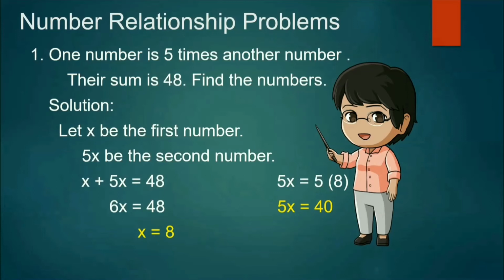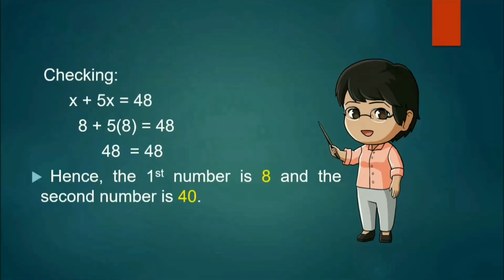So we add x plus 5x is equal to 48, and we have 6x is equal to 48. Dividing both sides of this equation by 6, we have x is equal to 8. The second number is 5x. So 5 times 8 is equal to 40. So the second number is 40.